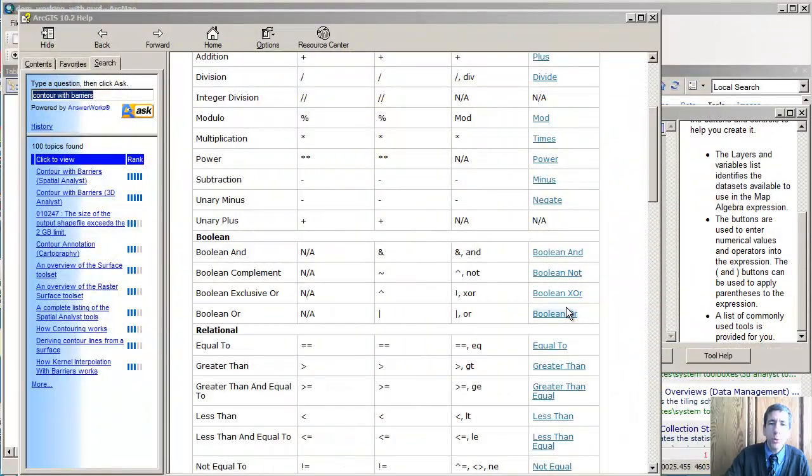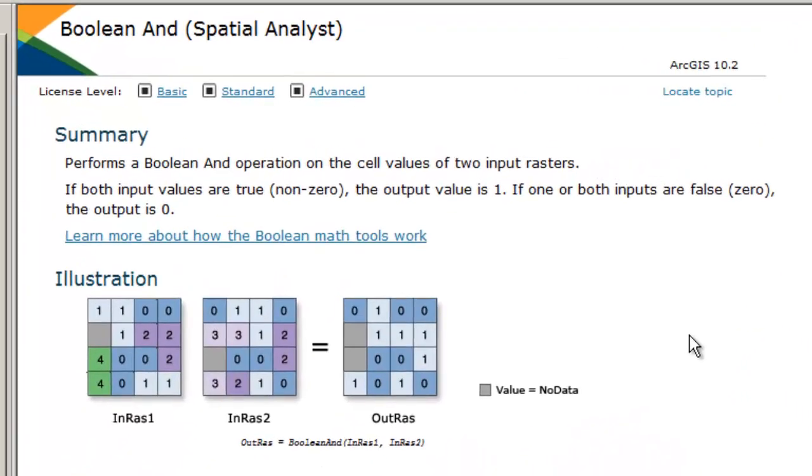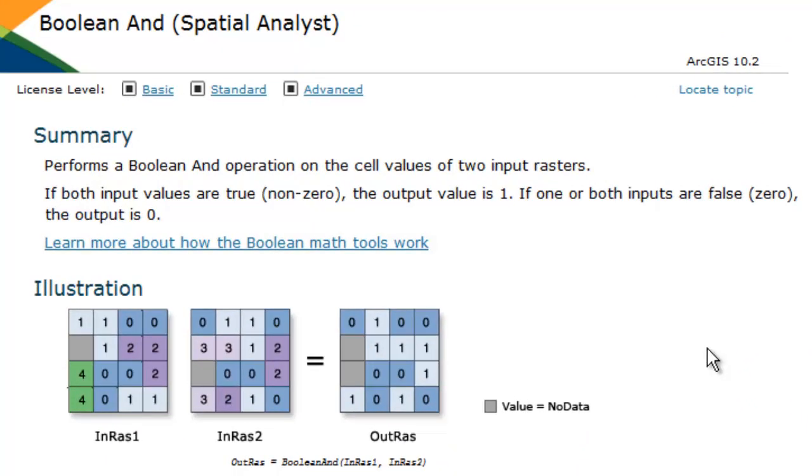Let's talk about something that's really quite important to raster analysis and GIS in general, and that is the difference between AND, OR, and XOR. Now, as you can see here, the Boolean AND does the following. If both the input values are true, the output value is 1, in other words, true. If one or both inputs are false, then the output is 0. So that is the AND.